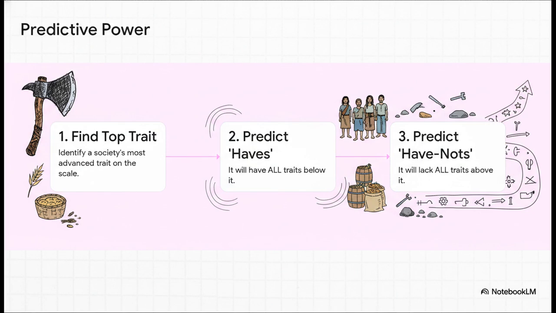This is where it gets really powerful, because this pattern is actually predictive. It means that if you know just one thing about a society, like its most advanced technology, let's say they have iron tools, you can make a really good guess that they also have all the stuff that comes before it on the scale. You can bet they have food surpluses and social classes. It's almost like a roadmap for how cultures grow.